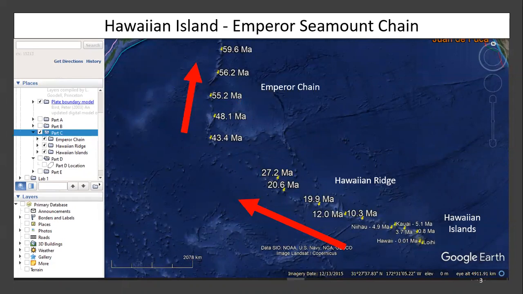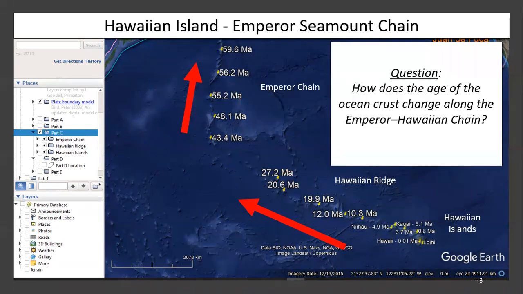For this lab section, you will answer various lab questions about the Emperor Hawaiian chain. For example, how does the age of the ocean crust change along the Emperor Hawaiian chain? Here you will use the data provided in Google Earth to answer your lab question.